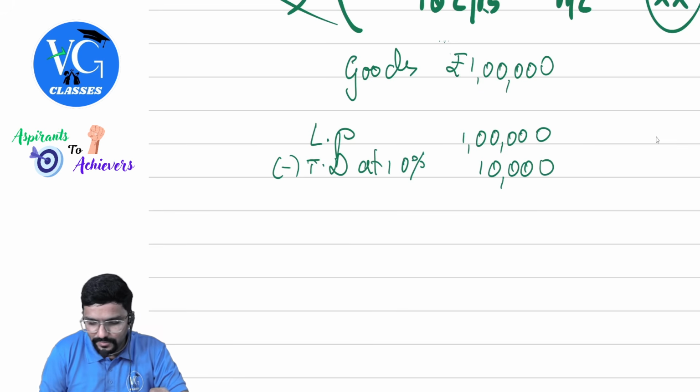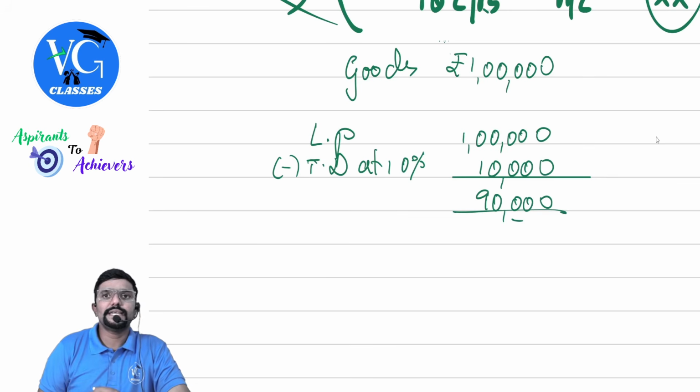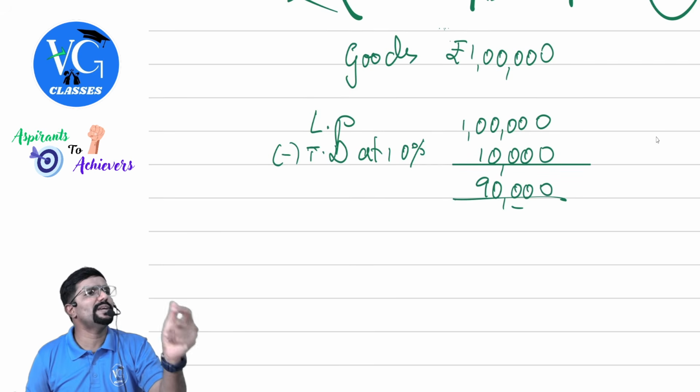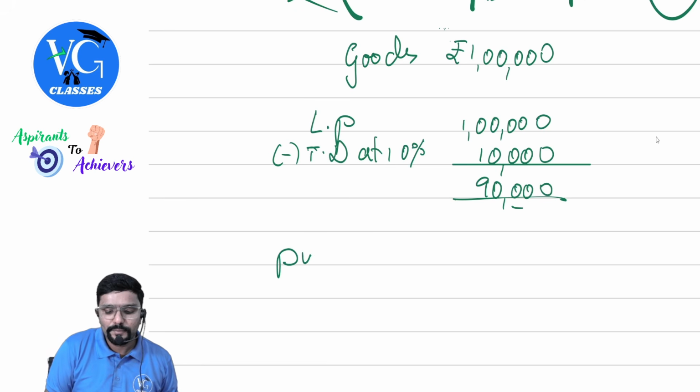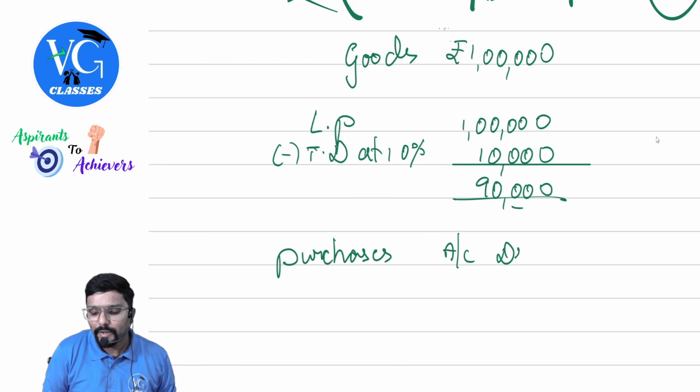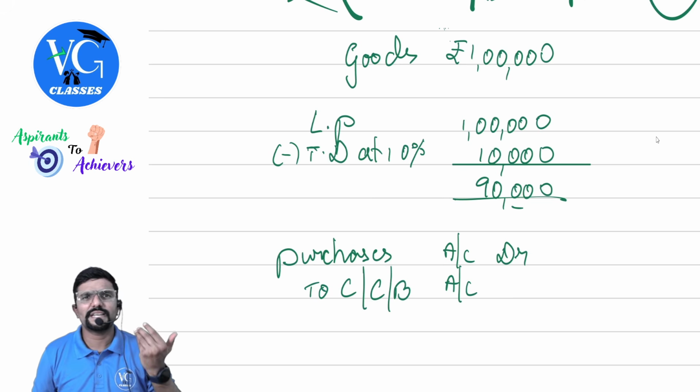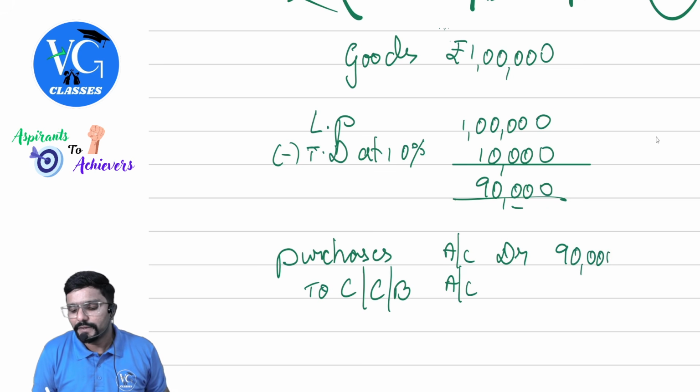So, how much is the balance amount? 90,000. Now I will record the purchase entry. I have purchased the goods for 90,000. What is my commitment now towards the supplier? 90,000. What is the entry I will pass? Purchases account debit to creditors or cash or bank. Clear? Assume it is creditors, I have not paid immediately. 90,000. Any doubt in this? No.